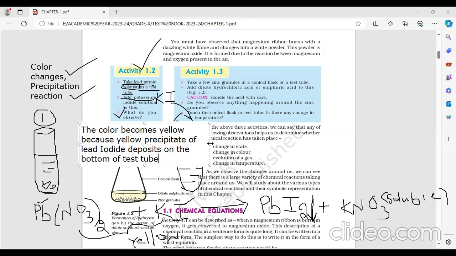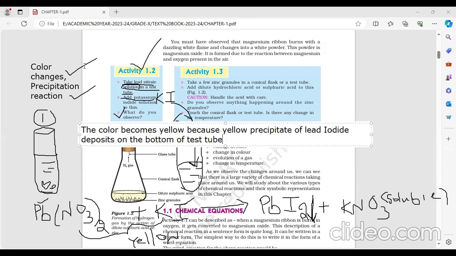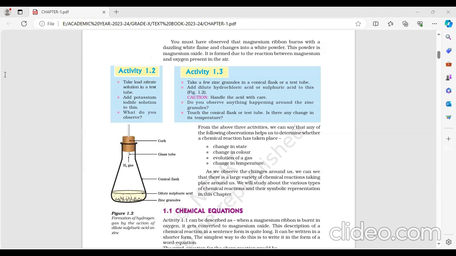Okay, understood? Fine. Now, activity 1.2 is a precipitation reaction. So please write the same points in your textbook as well and note down the points. Okay, fine. Now let us study activity 1.3. Activity 1.3 is actually the exothermic reaction. So you should remember what we are going to study.